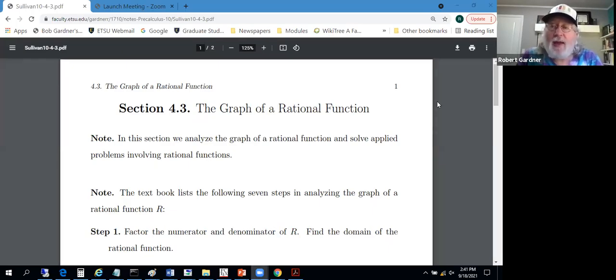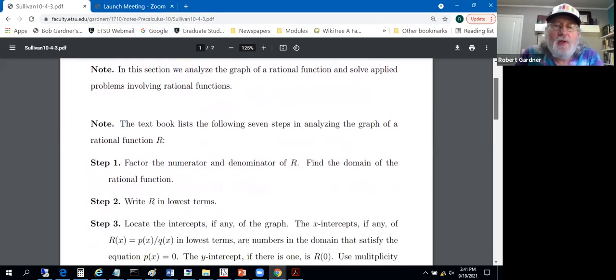Now we'll turn our attention to the actual graphing of rational functions. And this section consists mostly of examples. We'll analyze the graph of rational functions and solve applied problems involving rational functions. The book gives 7 steps. So these will illustrate with examples. They'll be fairly lengthy with all these steps.